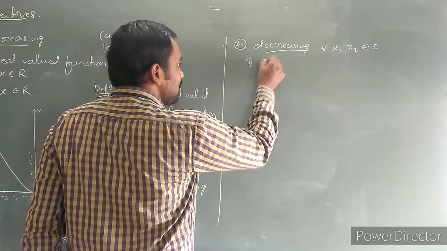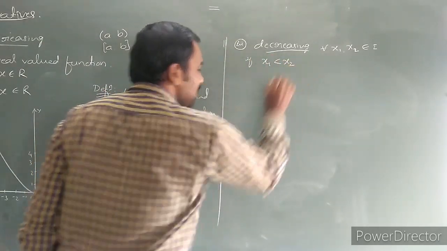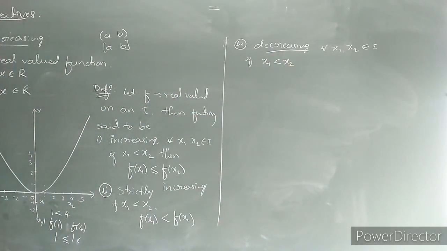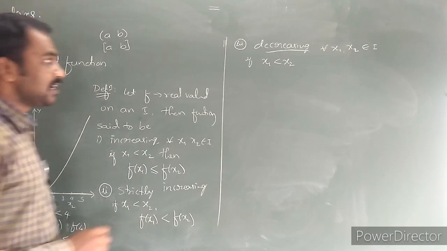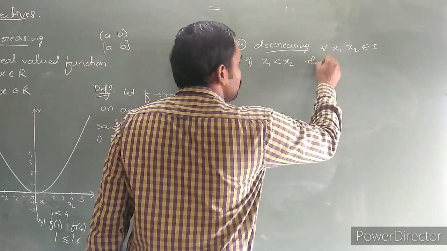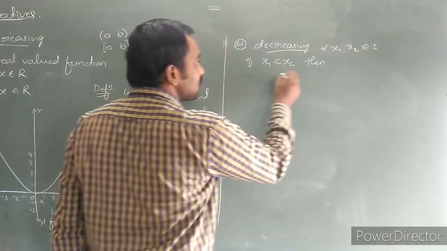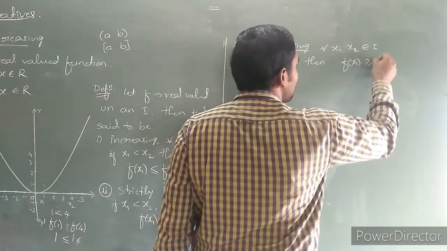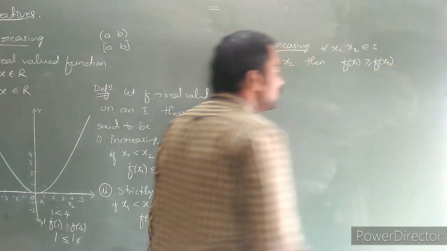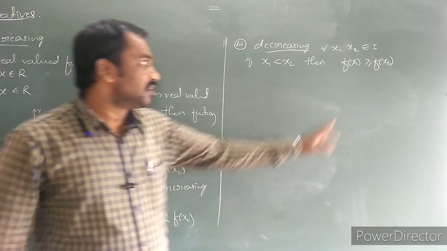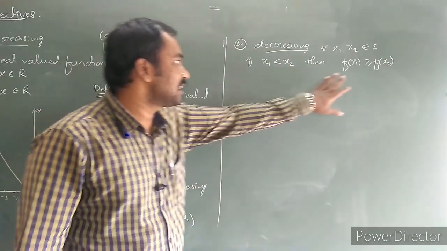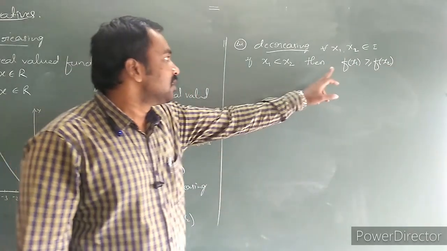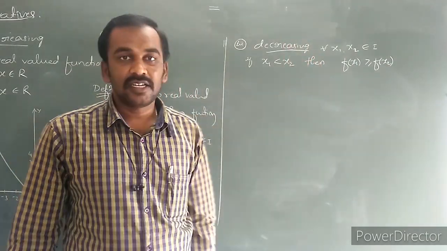Then once again, if x1 is less than x2, in all the cases we have to take x values increasing, x1 is less than x2. Then we need to discuss decreasing, so that the function is said to be decreasing when f of x1 is greater than or equal to f of x2. In that case, the function is said to be a decreasing function.